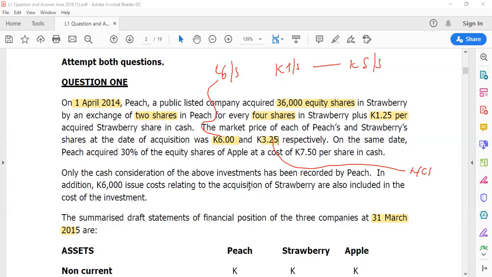So what do you do now? That is why I thought we do this question before we go to the advanced questions, such as step acquisition, joint ventures, statement of cash flows, consolidated, those ones. We need to do the basics before we go to the advanced financial reporting questions. So there we go. This is a good example. It's going to help us a lot.